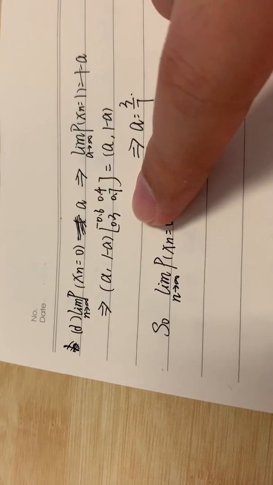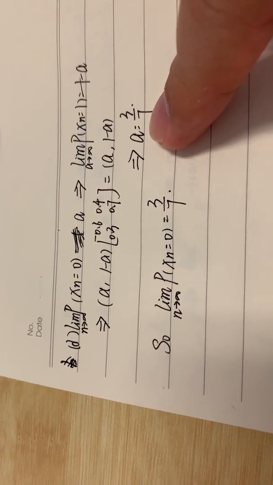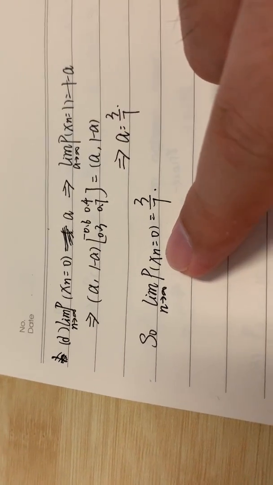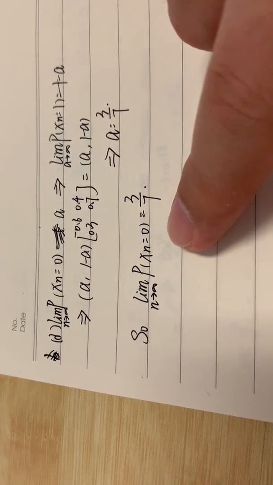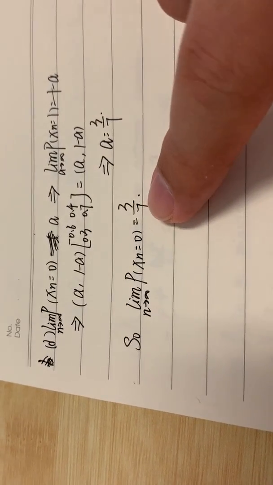That's a very simple question, so we write it down, we calculate it, and a is 3/7. So the limit of P(xn equals 0) when n approaches infinity is 3/7. Okay, that's the question. Thank you.